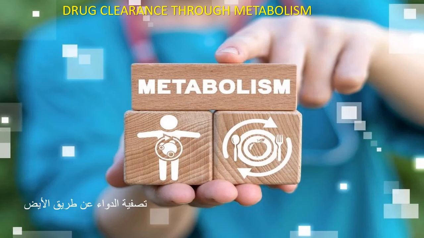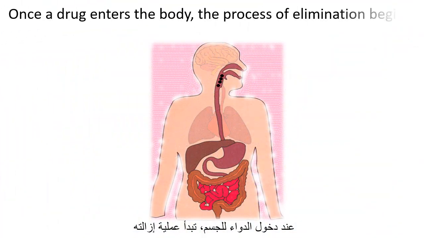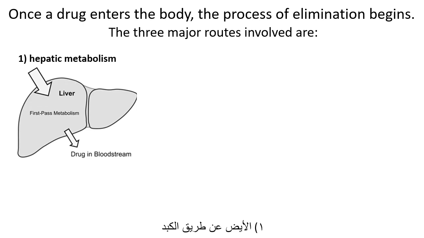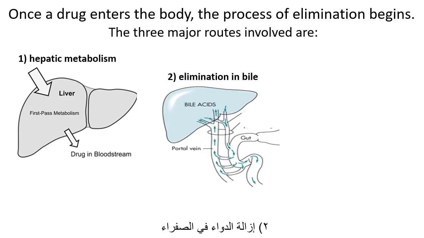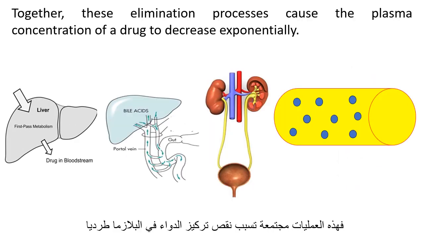Drug clearance through metabolism. Once a drug enters the body, the process of elimination begins. The three major routes involved are hepatic metabolism, elimination in bile, and elimination in urine. Together, these elimination processes cause the plasma concentration of a drug to decrease exponentially.